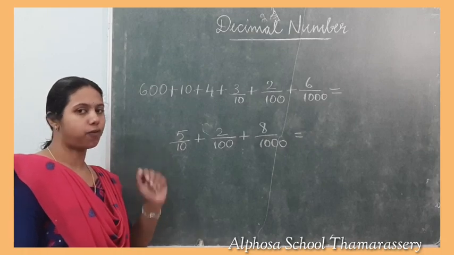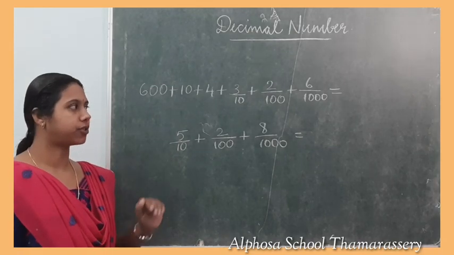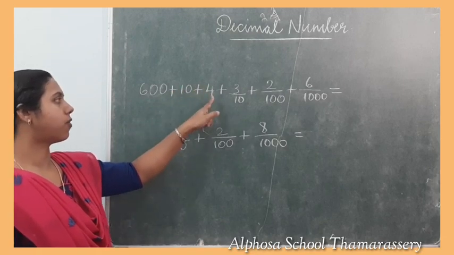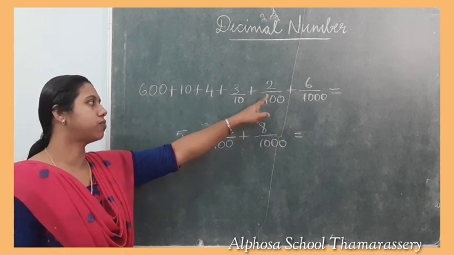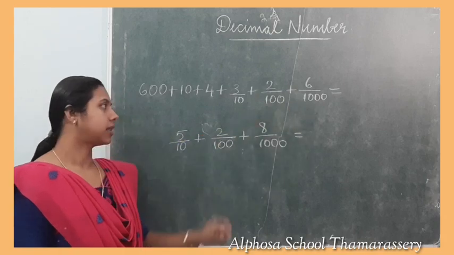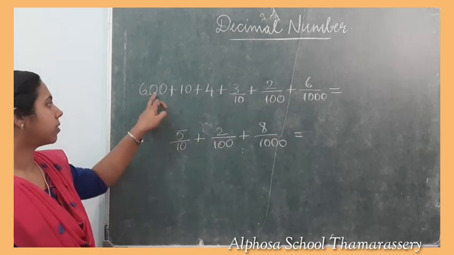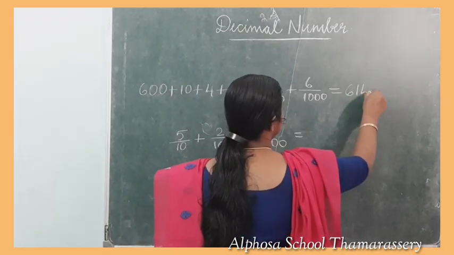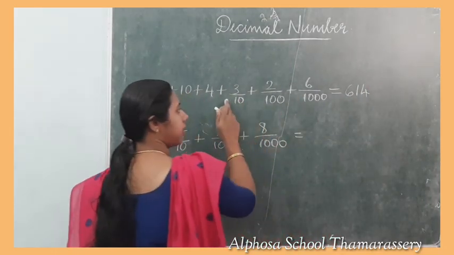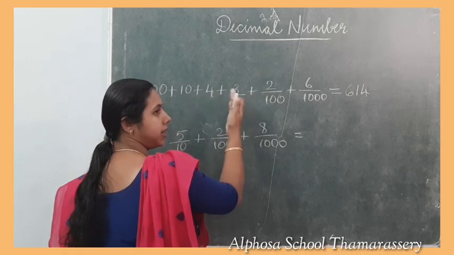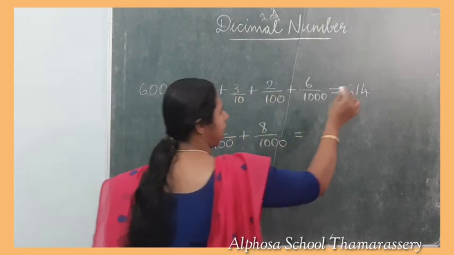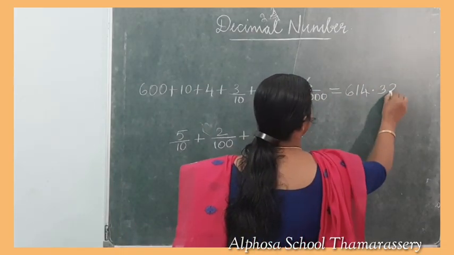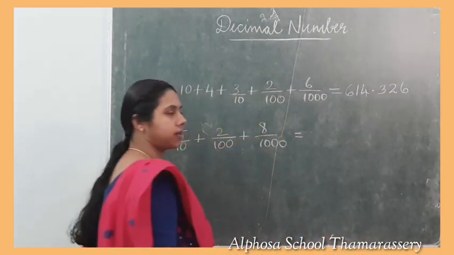Here the expanded form of a decimal number is given. You should write the number. 600 plus 10 plus 4 plus 3 by 10 plus 2 by 100 plus 6 by 1000. So the number will be 614. Then after that 3 by 10. 3 by 10 means it's the decimal part. So you have to put the decimal point, then 3, 2, 6.